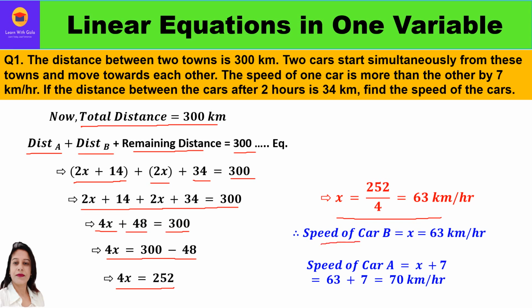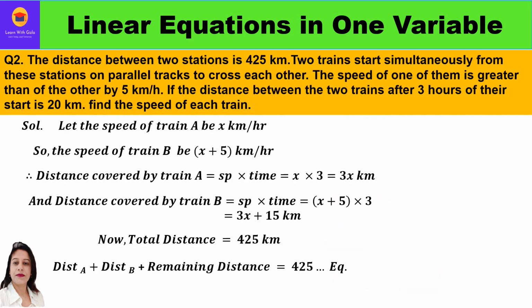Now the speed of car B, which was x, is 63 kilometers per hour, and the speed of car A, which was x plus 7 kilometers, is 63 plus 7, which is equal to 70 kilometers per hour. So this is how we have solved this question and found the speed of the respective cars, right? Now let us take up the second question.